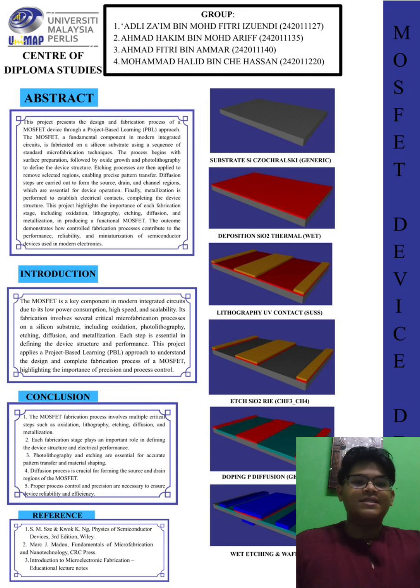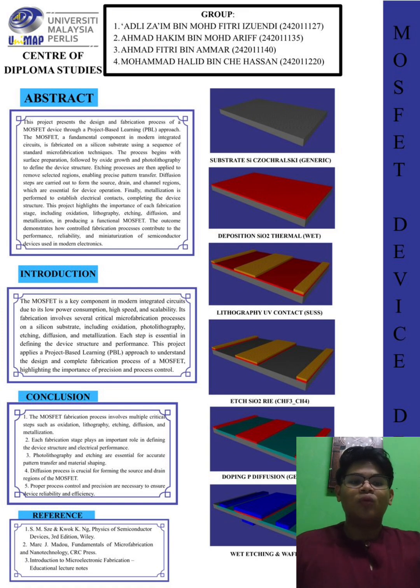The next one is the lithography process, where we use UV light and a mask to define patterns. The wafer is aligned with the mask and exposed to UV light. Depending on the exposure, certain areas of the photoresist will remain while others are removed. This step is extremely important because it determines the shape and layout of the device.